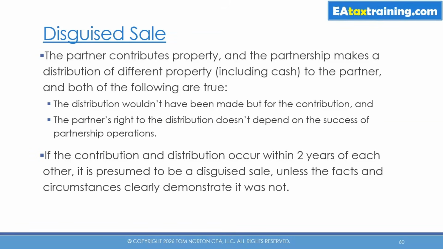If the contribution and the distribution occur within 2 years of each other, it will be presumed to be a disguised sale, unless the facts and circumstances clearly demonstrate that it was not. So if this happens within 2 years, they're just going to assume that you meet both of these conditions. It is going to be considered a disguised sale. The burden of proof is then going to be on the taxpayer to say, oh, no, no, no, it really wasn't. Here's the facts and circumstances that show that it was not actually a disguised sale.